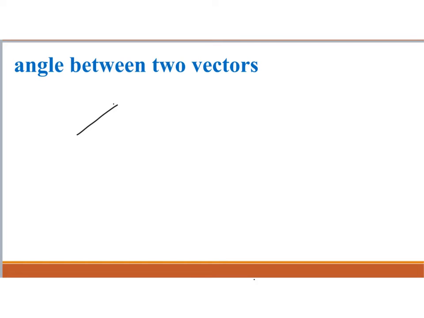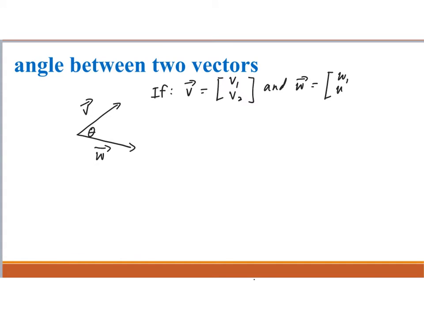If this is vector V, and this is vector W, and we want to find the angle between V and W, and we are given the components of each of the vectors, so let's say that the components of V are V sub 1 and V sub 2, and the components of W are W sub 1, W sub 2, then the cosine of the angle theta would just be equal to the dot product of V and W divided by the magnitude of V times the magnitude of W.